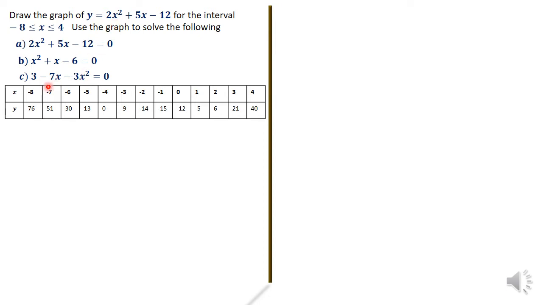For example, when you're given negative 8, you just put negative 8 squared times 2 plus negative 8 times 5 minus 12, and that answer should give you 76. Say, when x is negative 3, I'm going to have negative 3 squared, which is 9, times 2 is 18, plus negative 3 times 5, which is negative 15, then minus 12. That should give you minus 9, and on and on. So you should do that for all the other values of x to get their corresponding y values.